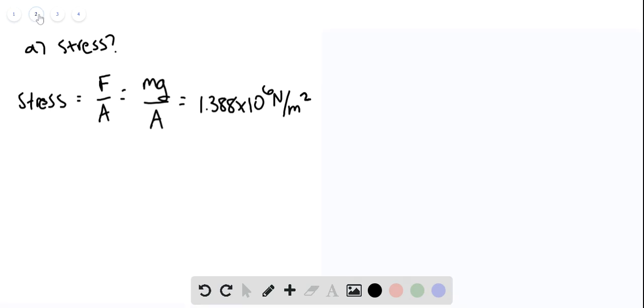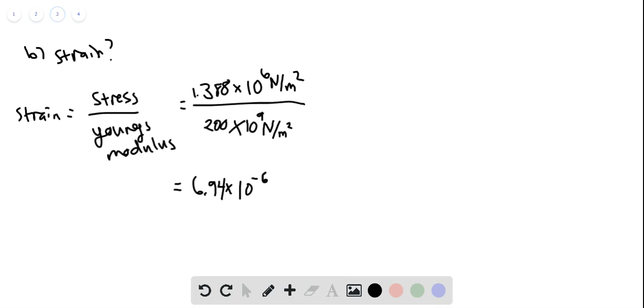So just to show real quickly here, stress is very simple. You just put the force over the area, so you have the mass as 1,700 multiplied by 9.81 divided by 0.012. You should get about 1.4 times 10 to the 6th newtons per meter squared. Then for the strain, you take the same number divided by 200 times 10 to the 9 newtons per meter squared. And you should get 6.94 times 10 to the minus 6 as the strain.